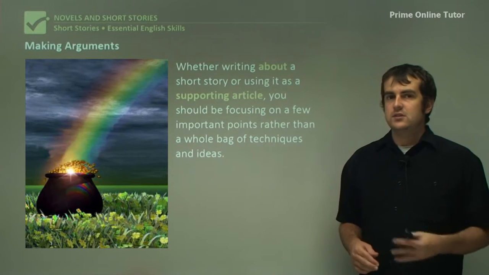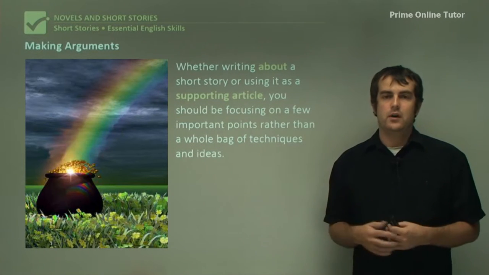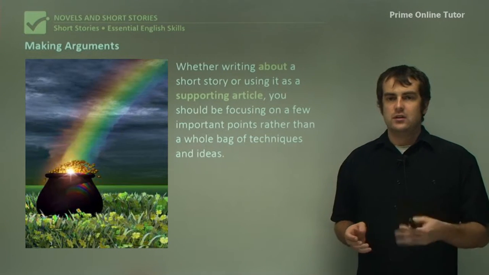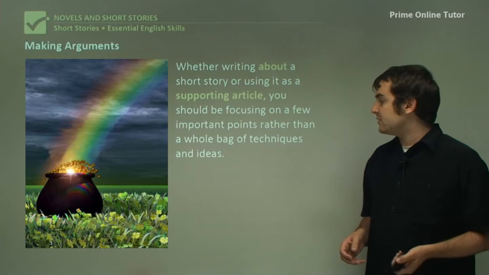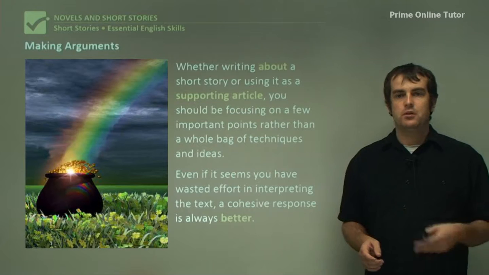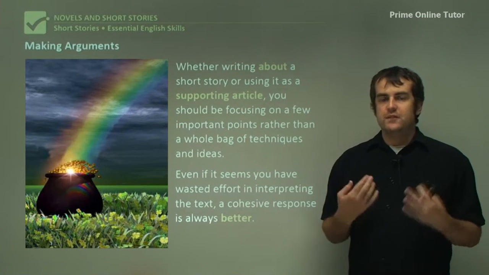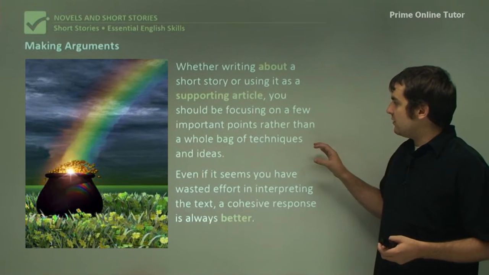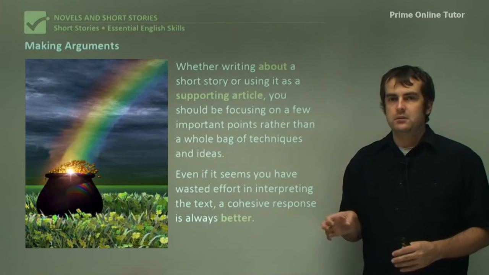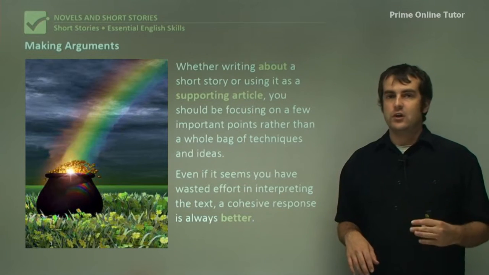Your supporting article is just there to support your main text. So if you're trying to overburden it with ideas that you've taken from your short story, then you need to think about trying to condense that a little bit. And as I said, if you feel like you've wasted effort in interpreting a text, a cohesive response is always a lot better. So try and figure about just developing your points rather than necessarily coming up with a whole heap of techniques and just slotting them in, as in, I picked about 20 or 30 different points from the text and I'm going to try and fit them all into one essay. That's never a good idea.